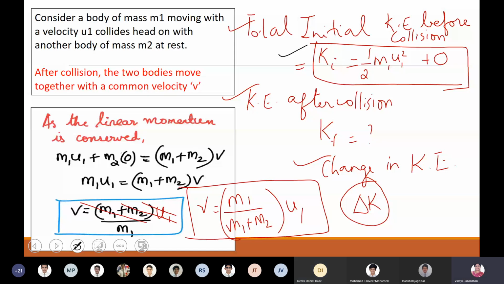You know why the total kinetic energy is half m1 u1 squared plus 0? If you don't understand, I'll redo this. Should I redo? It's fine. So what is the kinetic energy after collision? What is the mass of the bodies after collision? The two bodies combine with each other. So what will be the total mass? m1 plus m2. Then what is the velocity? v squared.